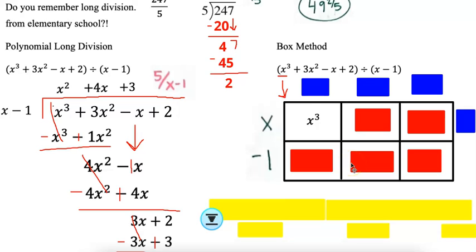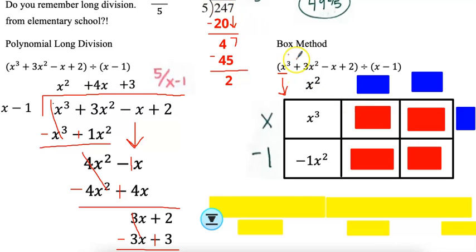Now, we already know how to multiply using our box method from the last video, so now we're just going to work in reverse. So, I know my first term is x cubed. I have an x out here. So x times what would give me x cubed? Well, I know x times an x squared will give me an x cubed. Now that I know this first answer is x squared, I can multiply these two numbers, x squared and negative 1, to get this bottom left box. I know x squared times negative 1 is negative 1x squared.